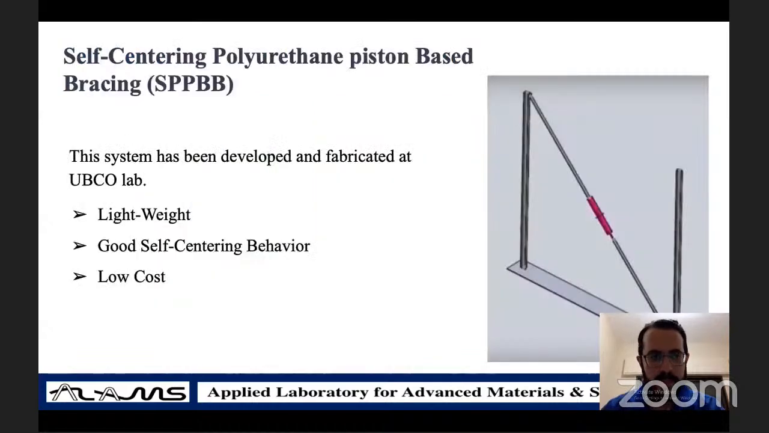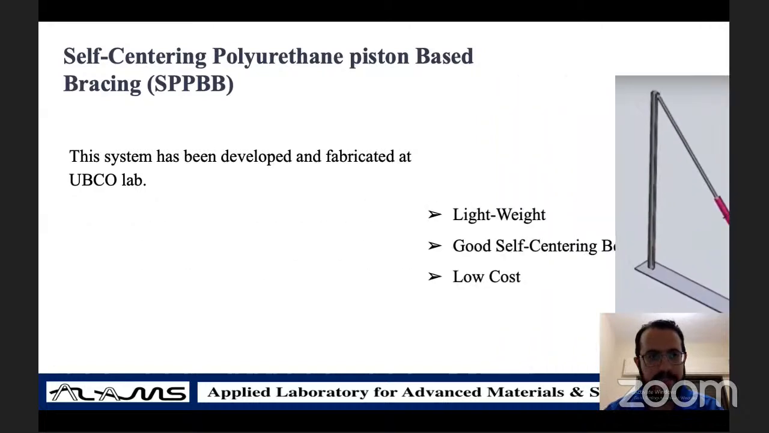What we tried to develop here based on that is what we call self-centering polyurethane piston-based bracing. So from the name you can tell it's a mechanical system that has a piston moving part, and it utilizes polyurethane as a material, and also it has the ability to self-center itself after the loading. The good aspects about this system are that it is light in weight, it has some good self-centering behavior, and it is relatively cheap to construct.